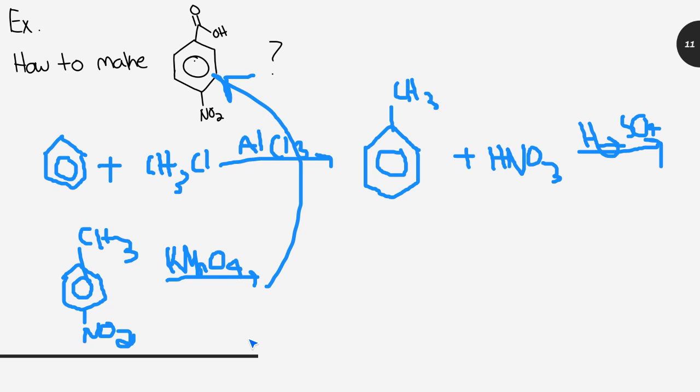So this, I believe, would be called p-nitrobenzoic acid. Because this here is just benzoic acid, and then we have a nitro group para. So you would call that p-nitrobenzoic acid, I think.